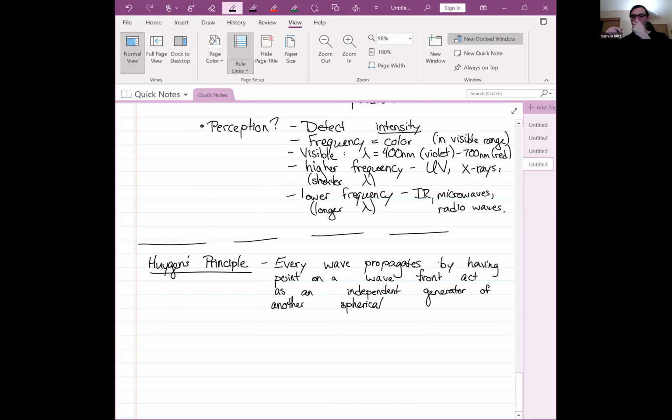So remember that if you just have a light bulb, it's going to emit waves in a spherical direction. 3-dimensional waves generally propagate as spherical waves. They emit just like shells of peaks, right? So the point is that every wave propagates by having every point on a wavefront act as an independent generator of another spherical wave. And the observed wave is just the consequence of the interference of all of those waves.